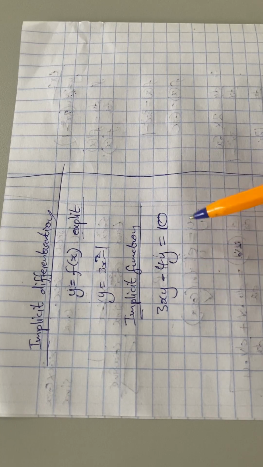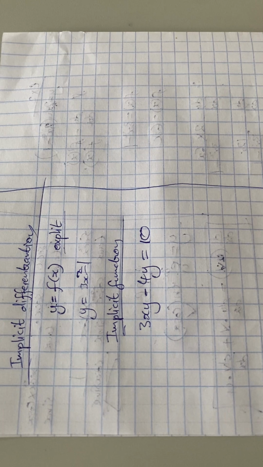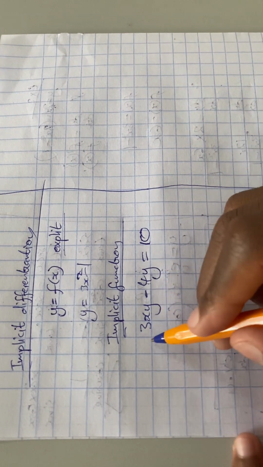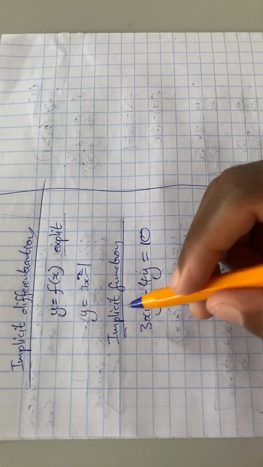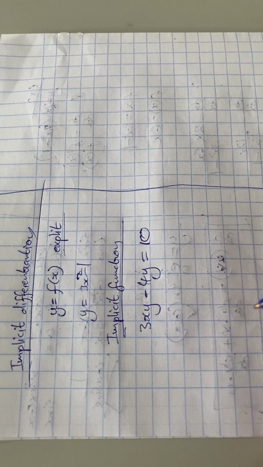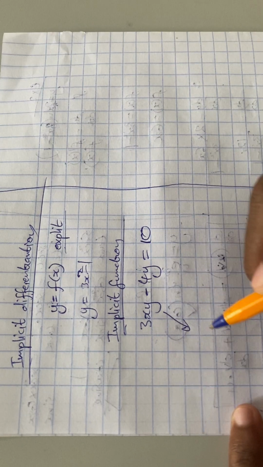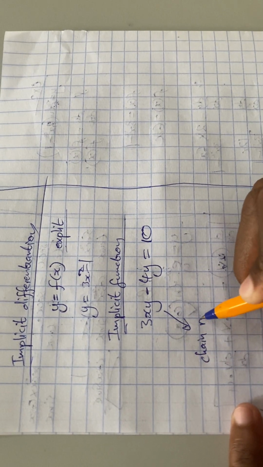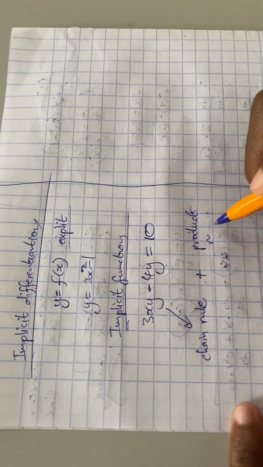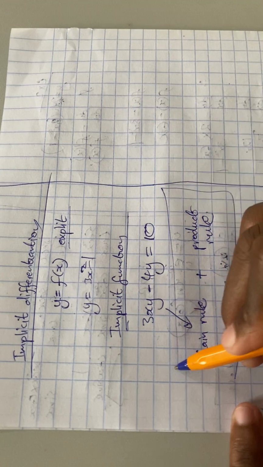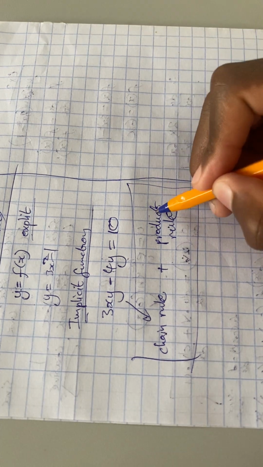So in this case, what do you do? How do you find the first derivative of this one if you have a function like this one? There's a way that we do this. It's actually simple. When we are finding the first derivative of an implicit function, we are just going to use the chain rule plus the product rule. And all of these things we have done, right? So this is how you solve an implicit function. You apply the chain rule and the product rule. That's it.